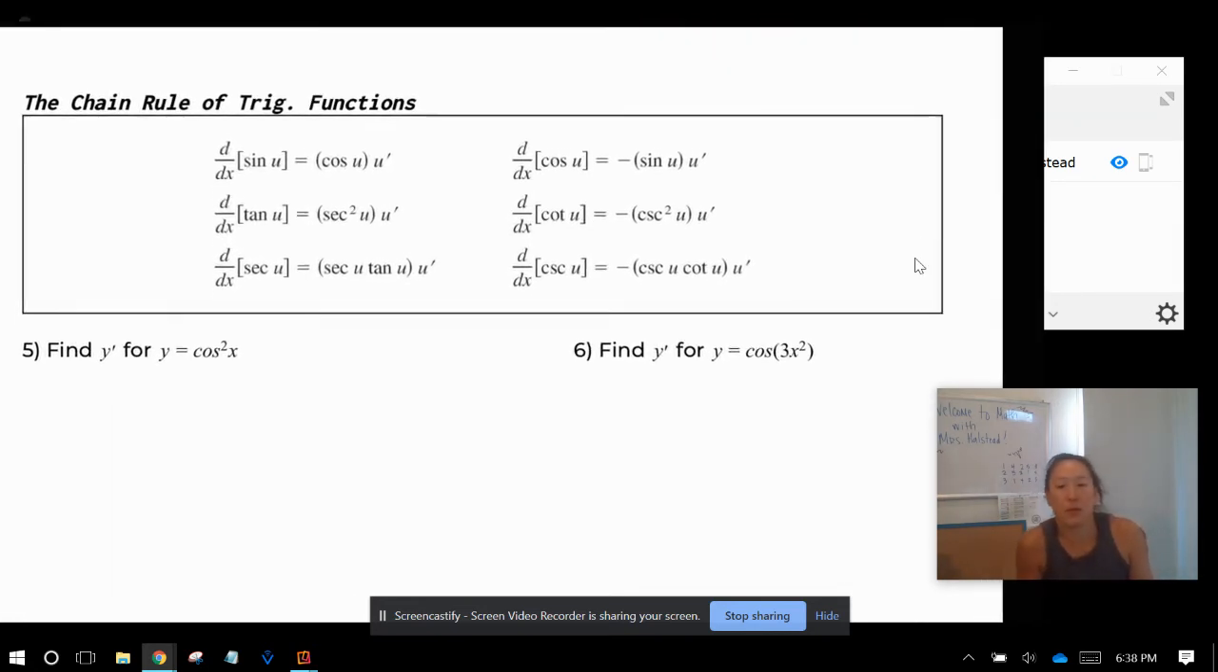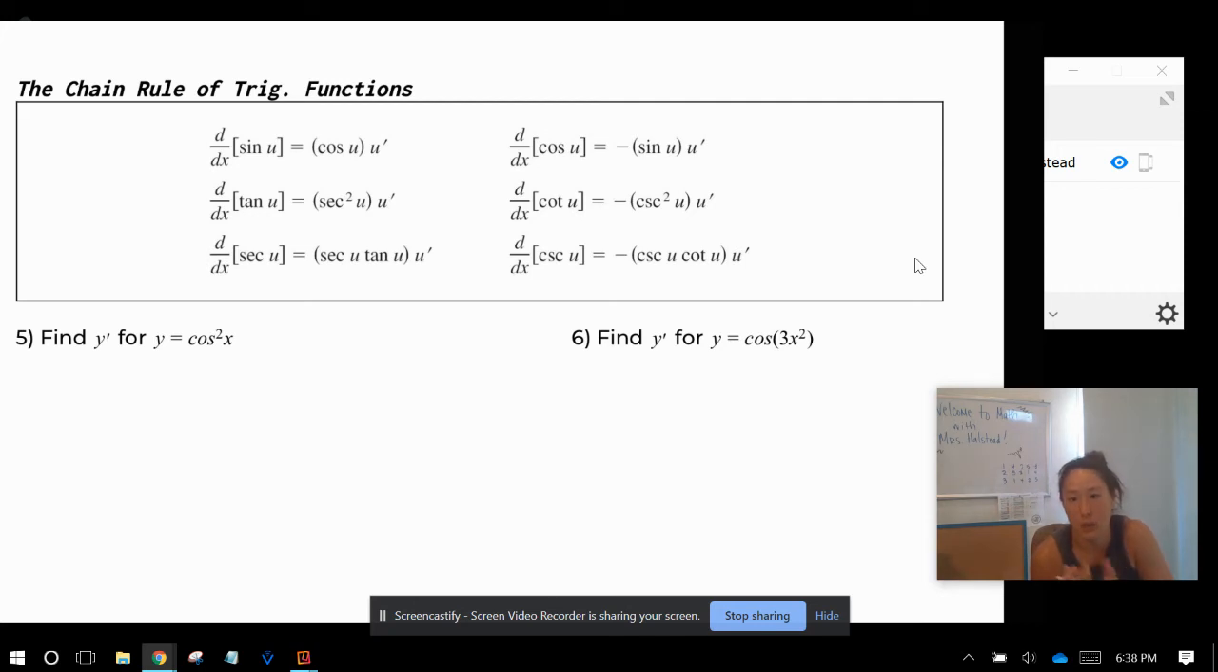Okay, so now the trig functions are where we end up with a lot of chain rule, because if we don't have just a plain x in our function, like if we have cosine of 3x or cosine of x squared, then the inside is not just a plain x, it's a different function that we're going to have to apply the chain rule for. Let's do some examples.